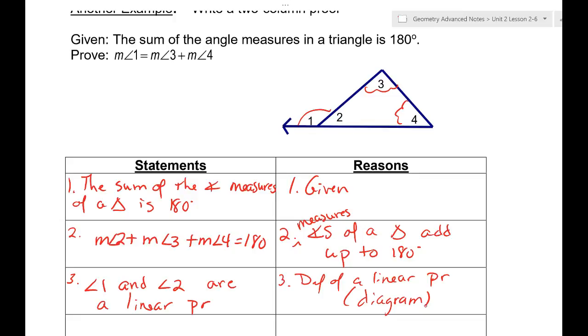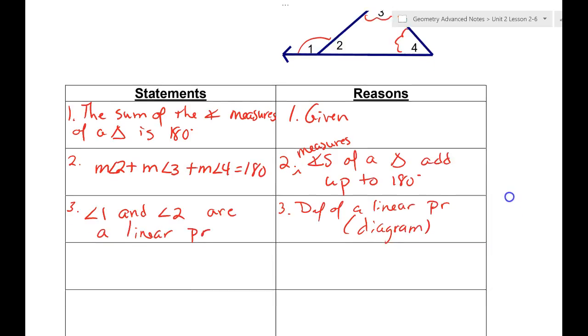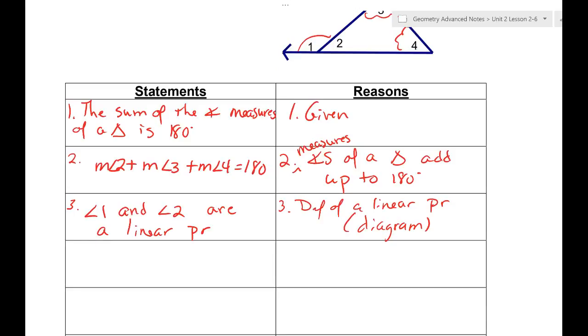Now, what I like about this, you guys did a good job with this, is you already told me what to do next. What do they add up to? 180. Beautiful. So that's what I'm going to do next. Step 4, I'm going to go with what logically happens. Because if they're a linear pair, I know they're supplementary. So the measure of angle 1 plus the measure of angle 2 equals 180. Can I call that the linear pair theorem? What would be another way of writing this and getting them full credit?